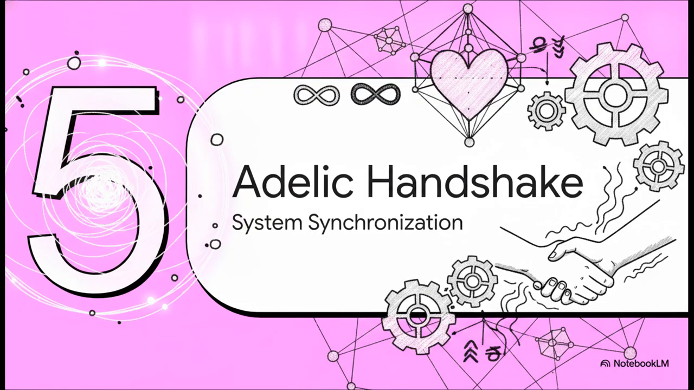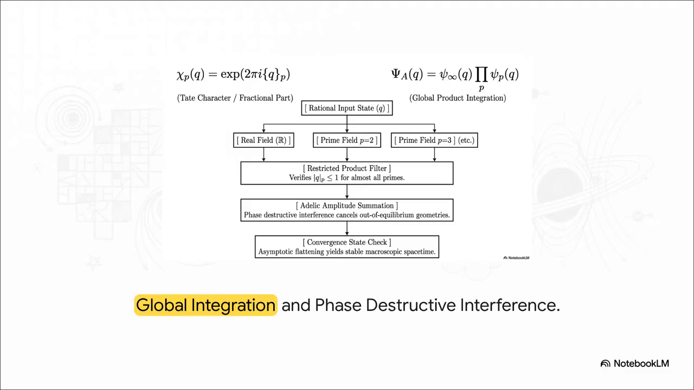And finally, part 5. Simulating the Adelic handshake. How does this massively complex dual system actually synchronize without snapping apart? The synchronization happens through algorithms of global product integration. The equation for this shows that the total Adelic amplitude, psi sub A of q, is the product of the real amplitude multiplied by the product of all local p-adic amplitudes.